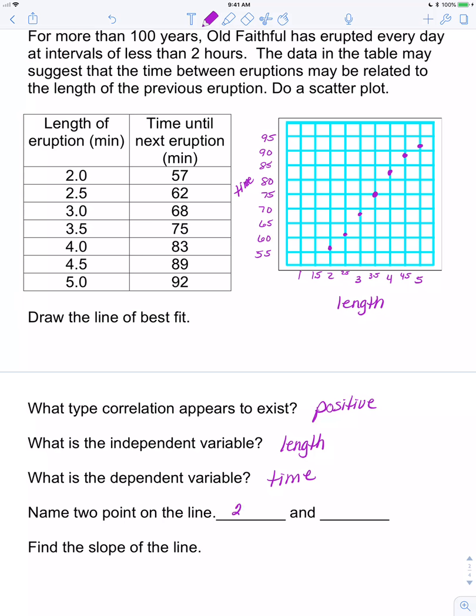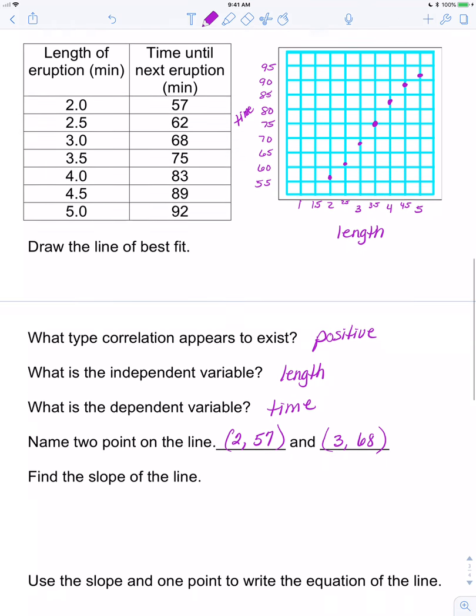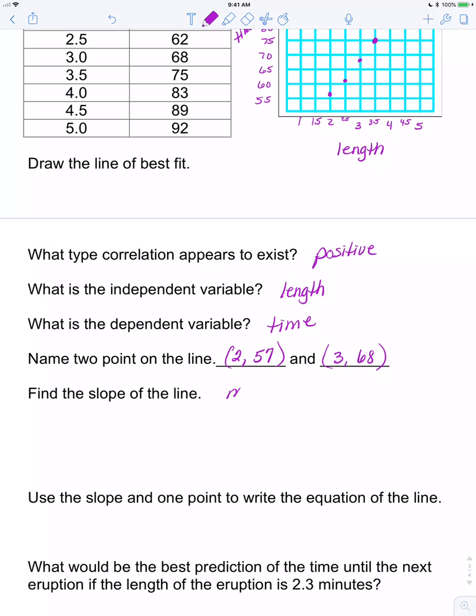So we have 2 and 57, and then let's just use 3 and 68 so we don't have decimals. Find the slope of the line. Well, given 2 points, we know we can find the slope with our formula. M is equal to y2 minus y1 over x2 minus x1. And so we're going to find our slope. So it's 68 minus 57 over 3 minus 2. So 68 minus 57 is 11, over 3 minus 2 is 1. So our slope is 11.